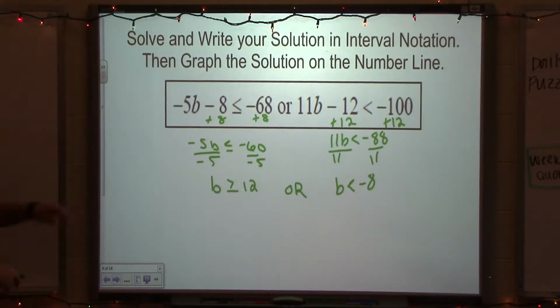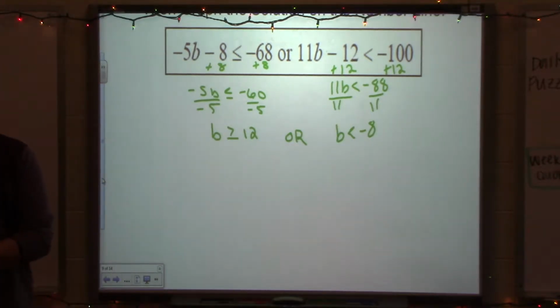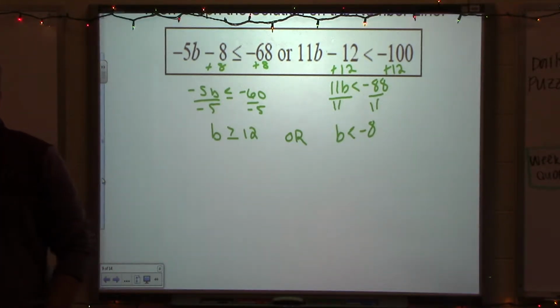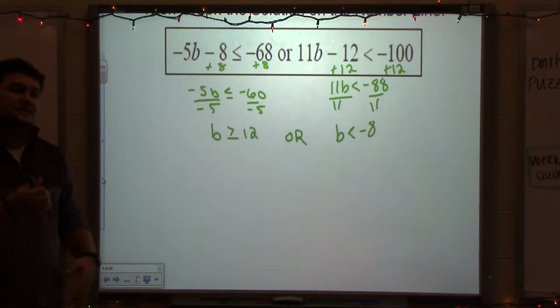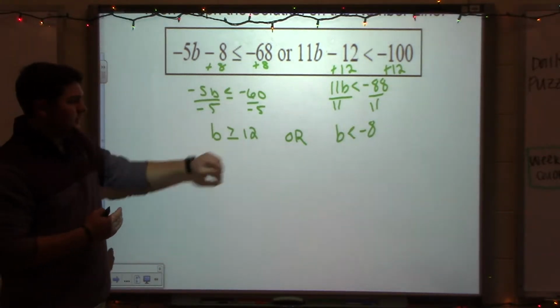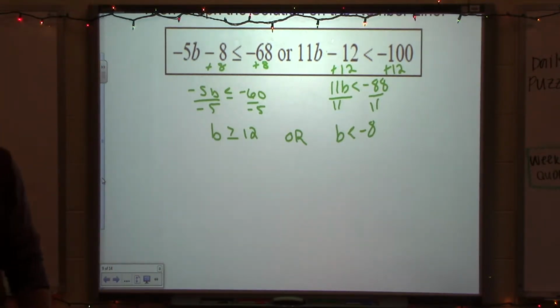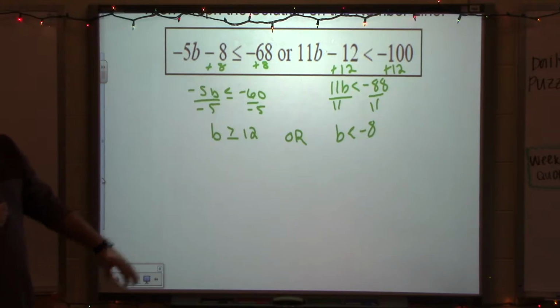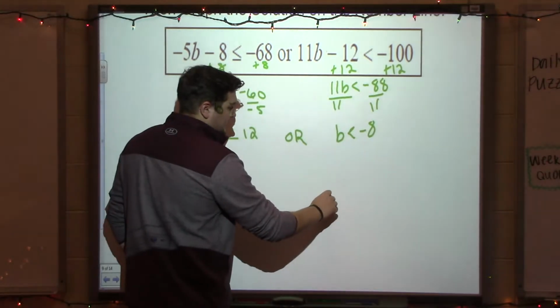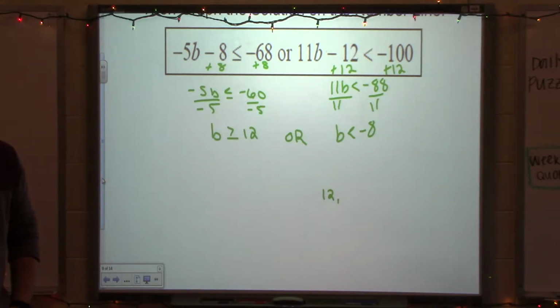Now, I need to write that in interval notation. This one's not as easy as that AND problem. It's really not that hard once you think about it, but it's not as easy as just putting the two numbers down. Let's think about this. B is greater than or equal to 12. What is the smallest number in that set? 12. That's my number on the left. I'm going to put it over here, and I'll explain why I put it on the right in a second, but you can put it over there too.